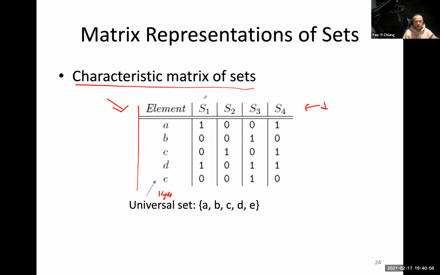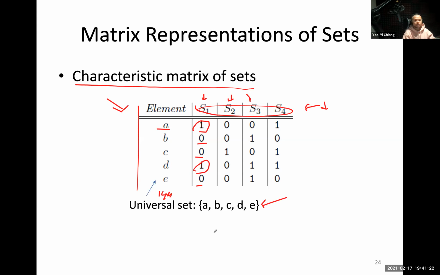This says S1 contains A, does not contain B, does not contain C, but contains D, does not contain E. Okay, same as S2, S3, and S4. So these are 4 sets. The universal set is A, B, C, D, E. These are all the shingles you can have, or all the item sets you can have for any document.